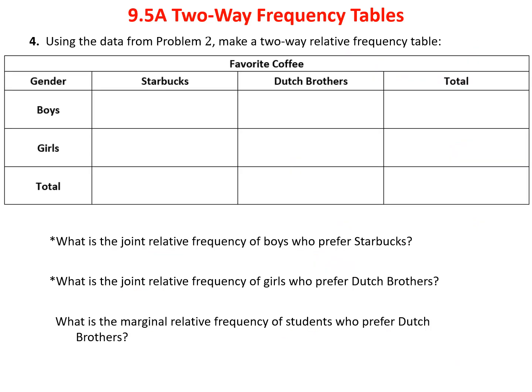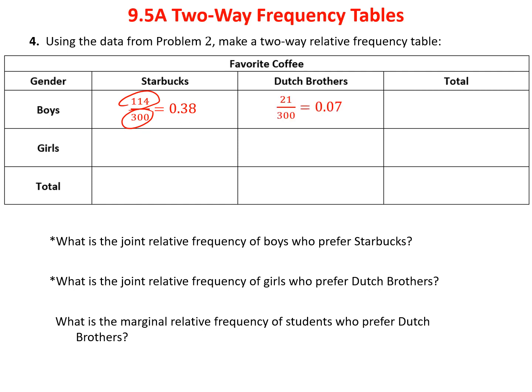So problem 4 is just like problem 3. We're going to use the data from problem 2 about Starbucks and Dutch Brothers and make a relative table. We're just going to take every frequency in the table in problem 2 and divide it by the grand total. In this case, the total number of people surveyed was 300. So for example, the number of boys who liked Starbucks was 114. And I divide it by my grand total of 300, and I get 38 hundredths, or 38% of the people surveyed were boys who like Starbucks.